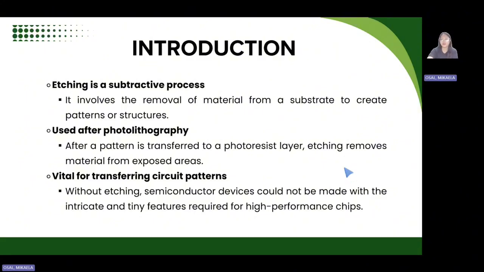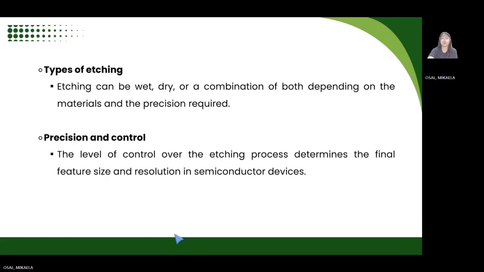Etching is a fundamental process in semiconductor manufacturing that involves selectively removing material from a substrate. It is used after photolithography to transfer the pattern defined in the photoresist into the material's layers beneath it. This removal process allows the creation of complex structures required for integrated circuits and micro devices.